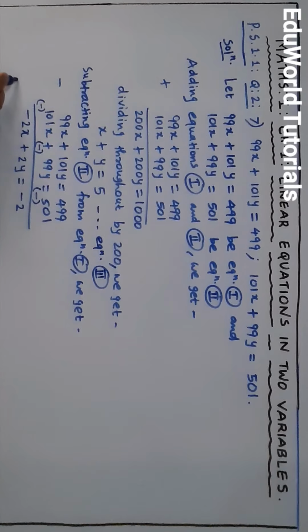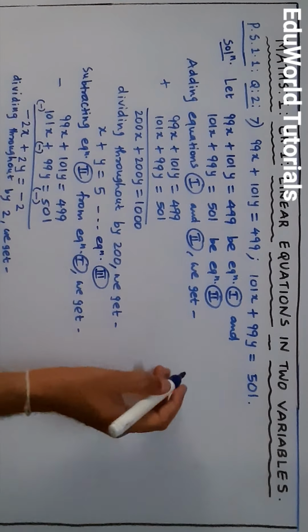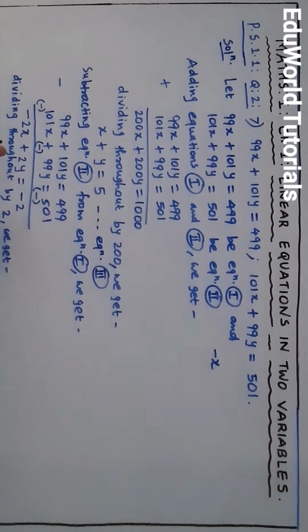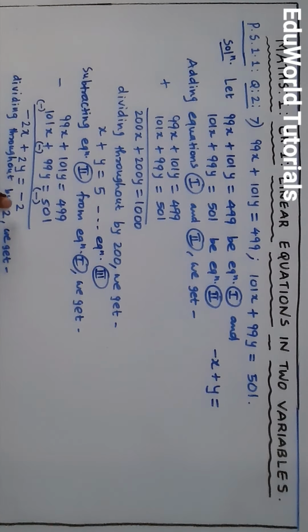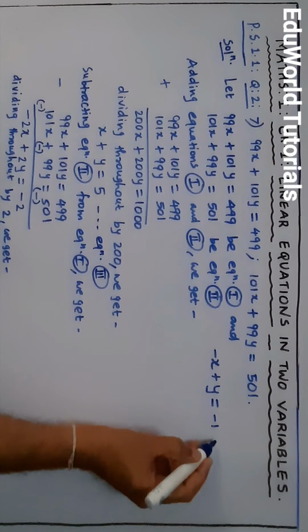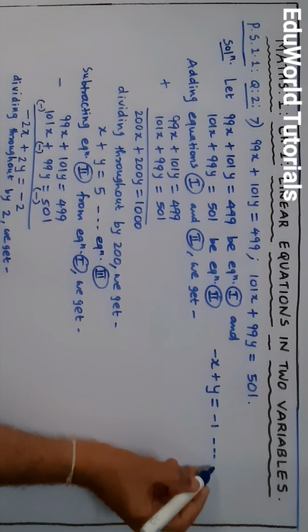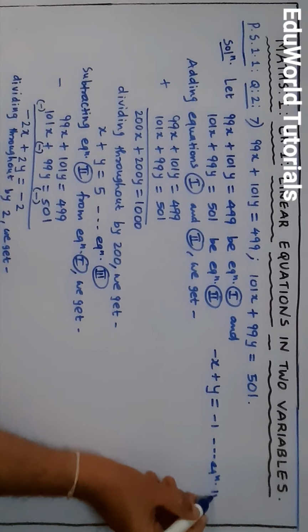So what do we write? Dividing each term throughout by 2, we get the reduced form of the equation. I'll write here. If you divide minus 2x by 2, I get minus x. Plus 2y divided by 2, I get plus y. Equal to minus 2 upon 2, I get minus 1. So this is a new equation and it is equation number 4th.